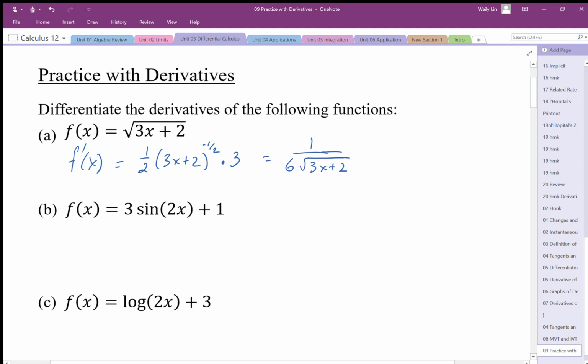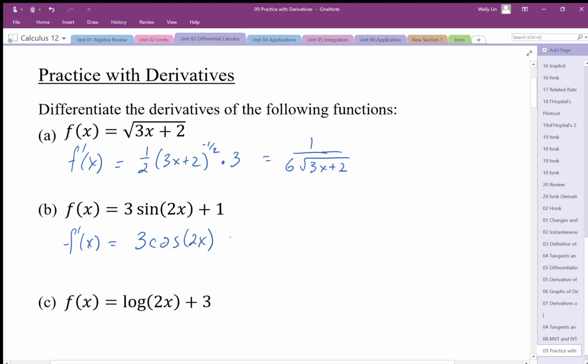Unless it says specifically use the definition of the derivative and the limit, we're going to do it using the easier method, using the power rule or whatever rule we have. So this one here, this is a known derivative. The derivative of sine is going to be cosine, so we end up with 3 cosine 2x.